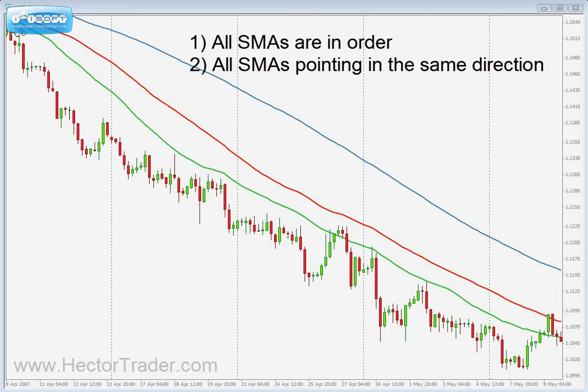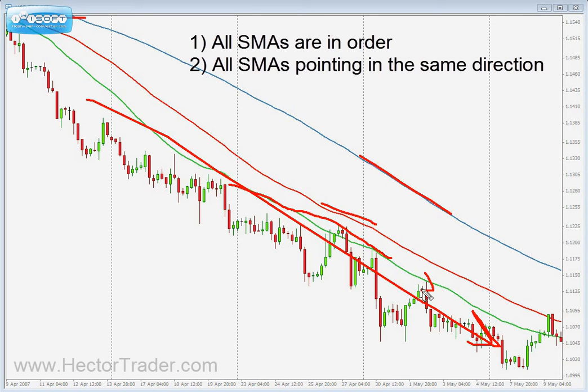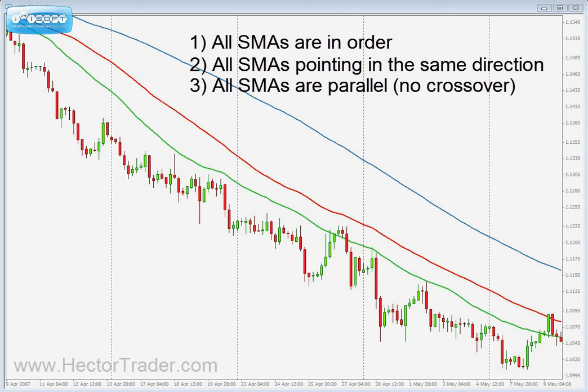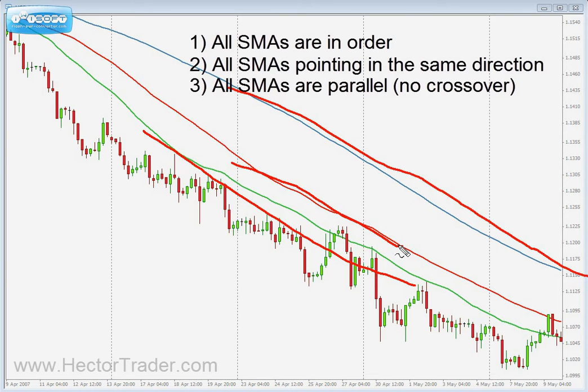All the way along on this USD against the Canadian dollar 4 hours chart, we can see that all along the moving averages have been in order and always pointing in the same direction, so those two conditions are certainly in place. The third condition is that all the three moving averages are parallel to each other, or if you prefer, that there are no crossovers. And once again, as we can see, there are no crossovers whatsoever on the screen.